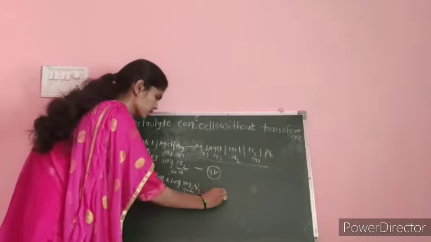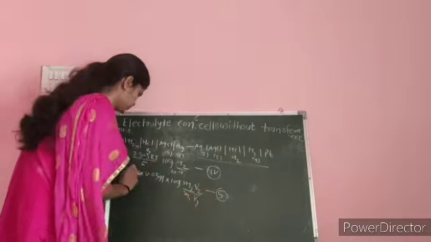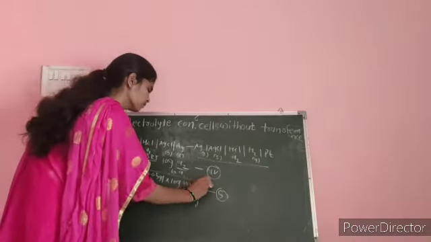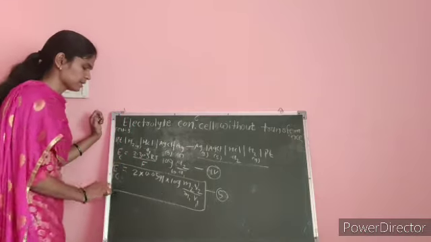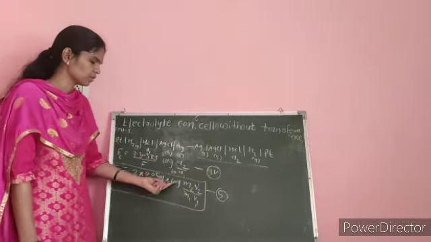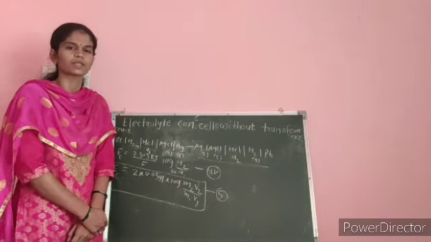This is equation number 5. This is the equation for electrolyte concentration cell without transference. Okay, thank you.